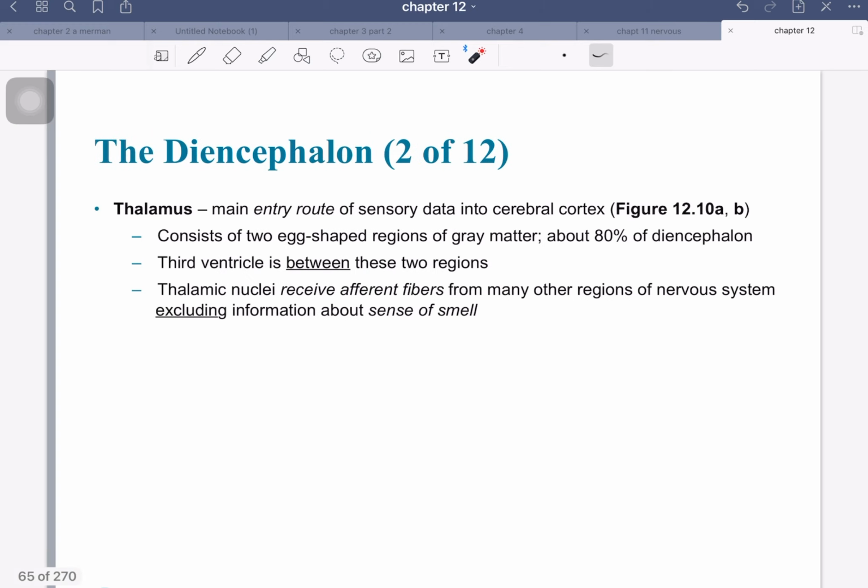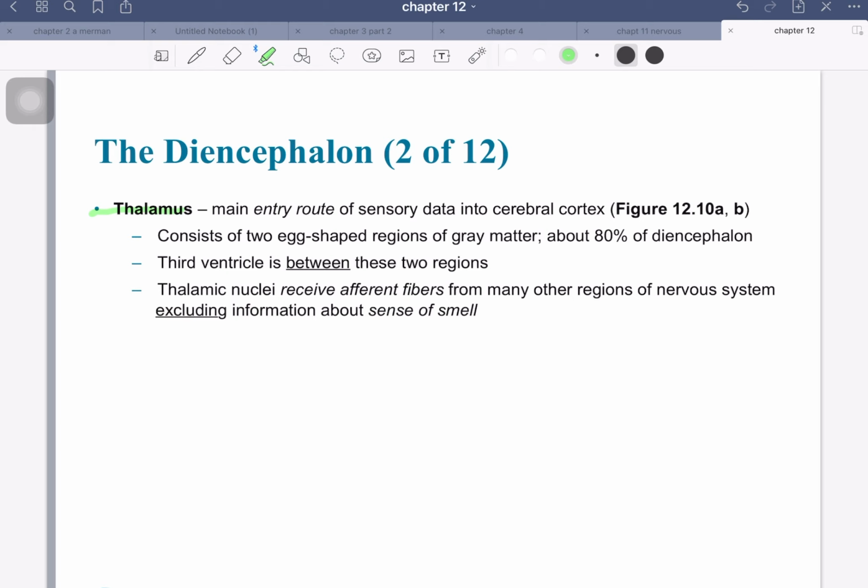So if we look at the thalamus itself, it's the main entry route for sensory data entering the cerebral cortex. So really information coming from the peripheral nervous system, entering the spinal cord, heading up to the brain, passes through the thalamus, and often here is where it gets sorted out and redirected to where it's supposed to go. So let's describe the shape of it.